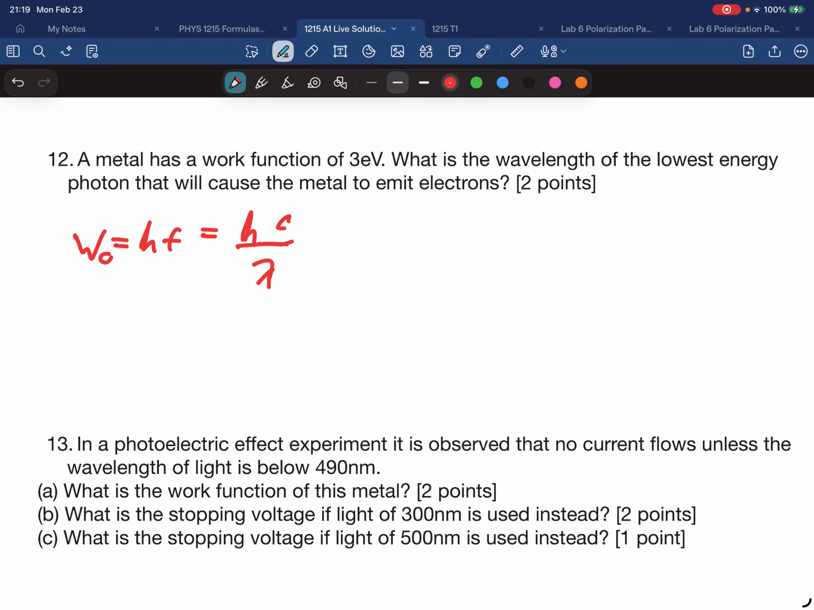I wrote out all the different versions of it here, just because. We are looking for wavelength, so we're going to take the far left and the far right side and use this here.